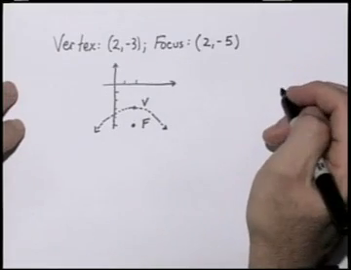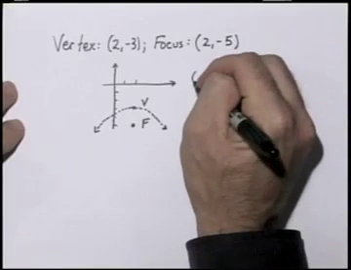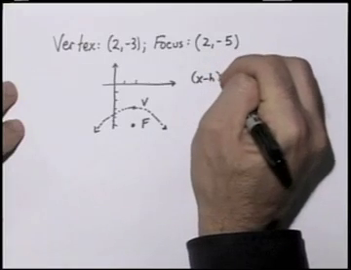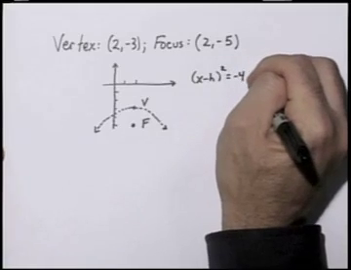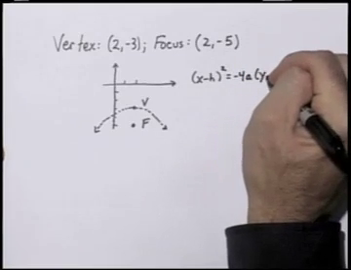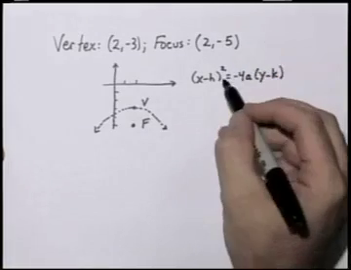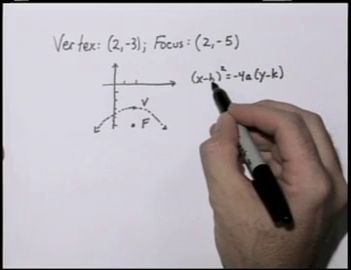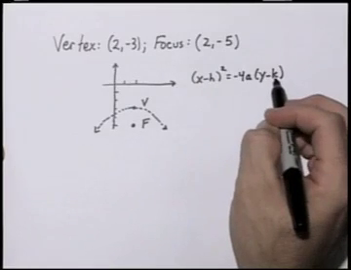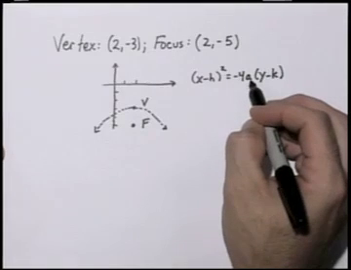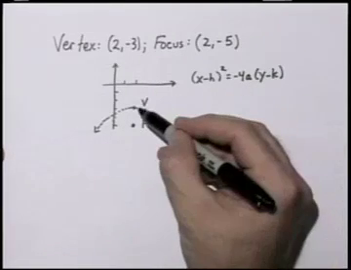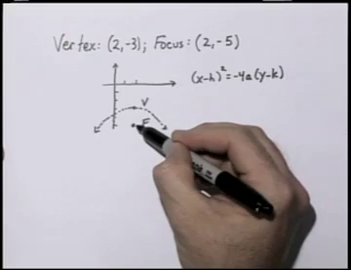So the equation of the parabola is going to be of the form (x - h)² = -4a(y - k), where h is the x-coordinate of the vertex and k is the y-coordinate of the vertex. a represents the distance from the vertex to the focus.